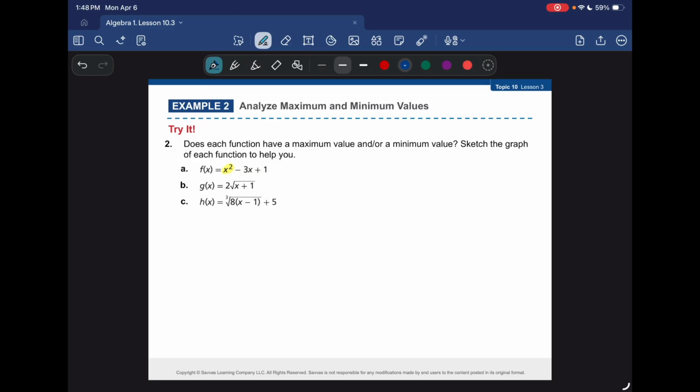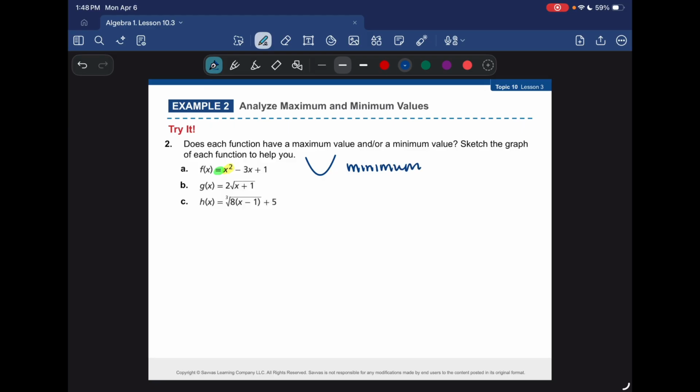This is a quadratic graph. That means it will be shaped like a parabola. Why is it upward facing? Well, there is no negative sign in front of the quadratic term. So I know it's going to be upward facing. That means that it will have a minimum value.